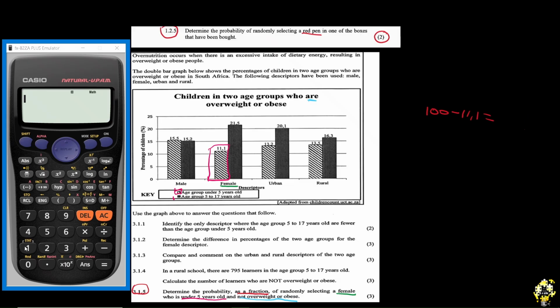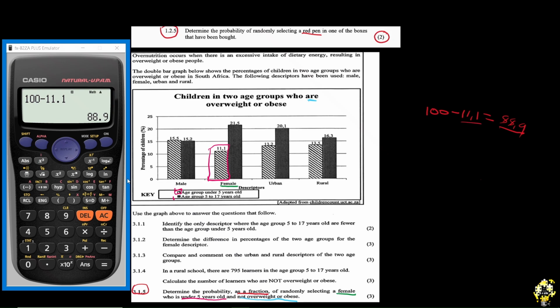And what do we get? Let's go to our calculator and say 100. When you subtract 11.1, you get 88.9. That's what you're getting. 88.9%. They are not overweight. That's what we are looking for.